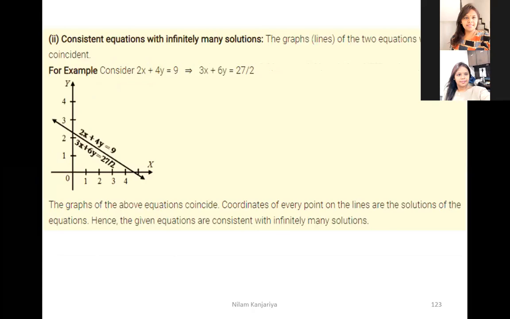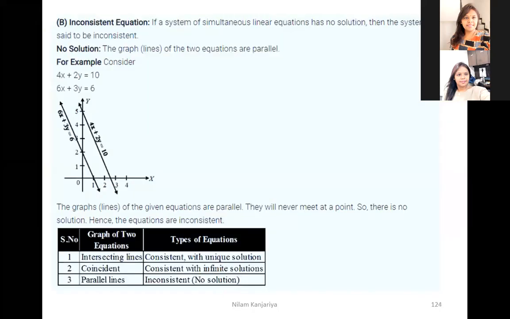So there you have uncountable, infinitely many solutions. So you can say that it is consistent with infinitely many solutions when the two lines are coincident. That means they are overlapping each other. So this is the second condition.